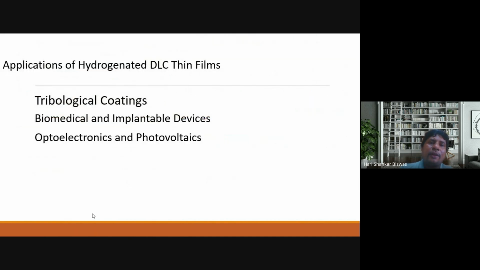And applications of hydrogenated diamond-like carbon, we already discussed: tribological coating, biomedical and implantation devices, and photoelectric devices, and photovoltaic devices also we can use this type of materials.